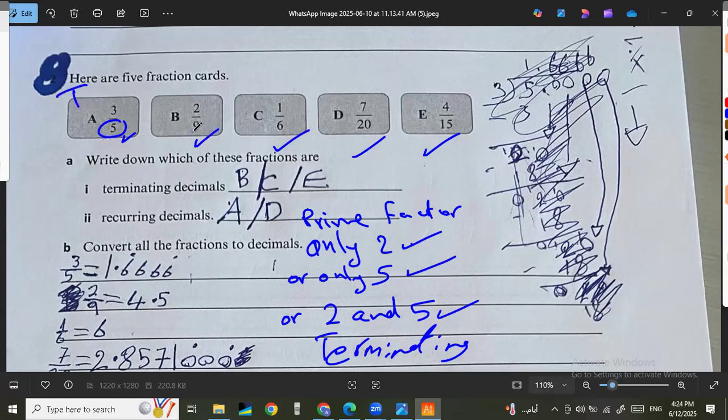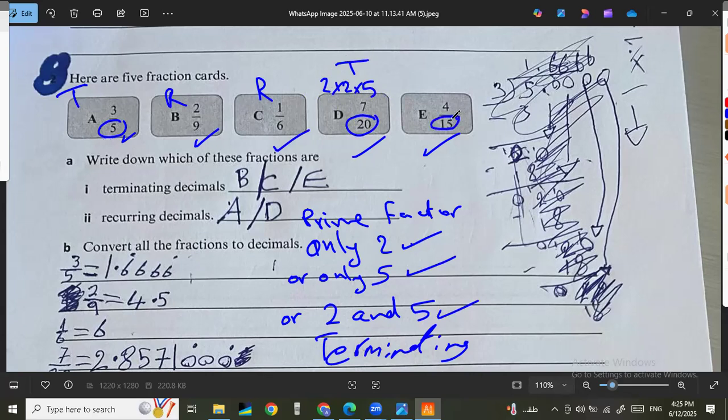2 over 9, the 9, does it have other prime factors other than 2 and 5? Yes, it has a 3, so recurring. The 6, does it have prime factors other than 2 and 5? Yes, it has 3, so recurring. Mister, it has 2 as well. Yes, but does it have only 2 or 5? No, it has 3, so it is recurring. 7 over 20, does it have prime factors other than 2 or 5? You're going to find that it's only 2 times 2 times 5. So it has only 2 and 5, so it is terminating.